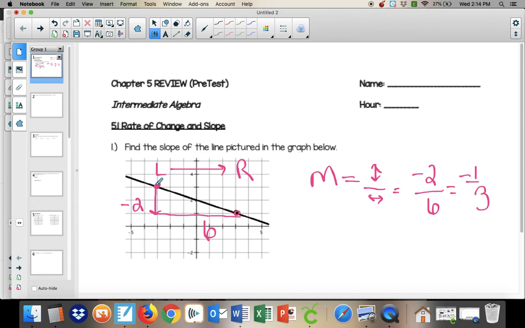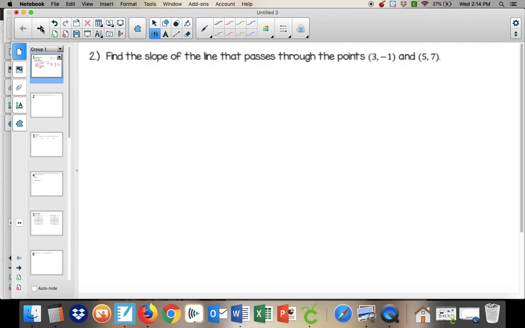It is very important that you are going from left to right, because if I went right to left, I would think I'm going up. That's not right. It needs to be negative because it is a declining slope.